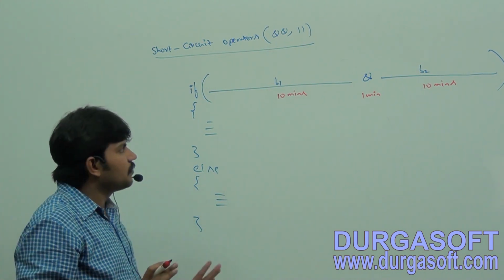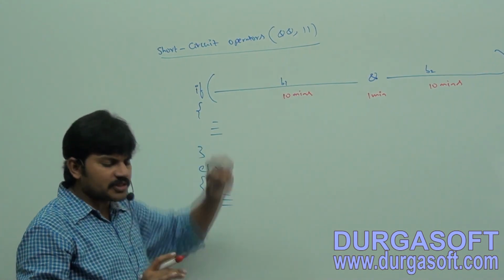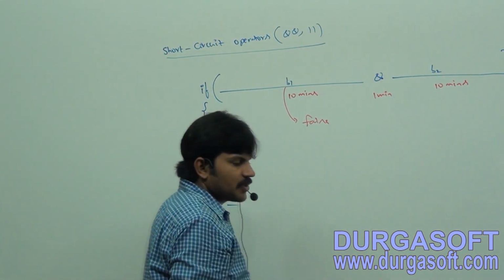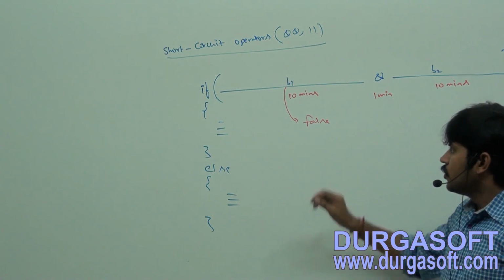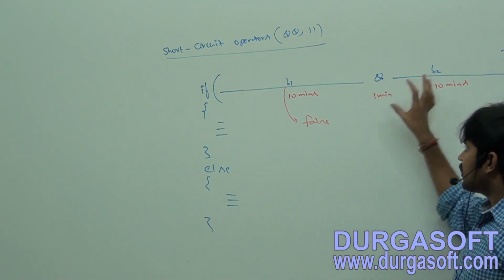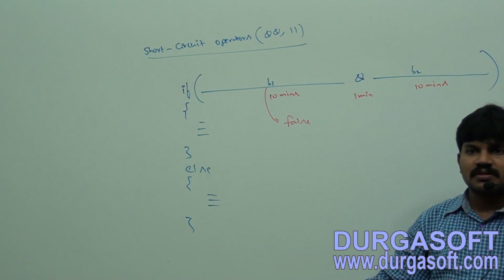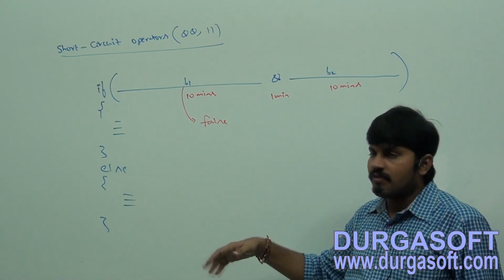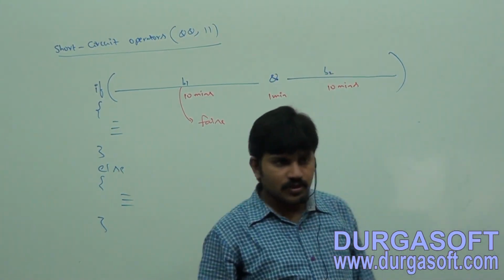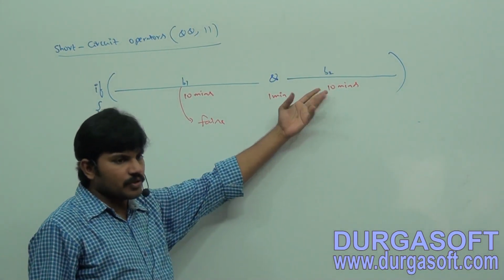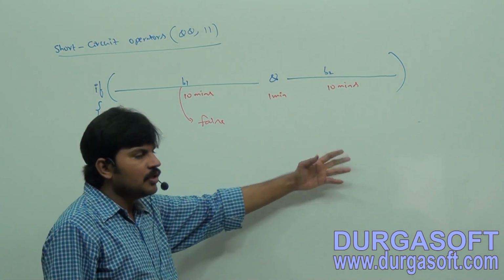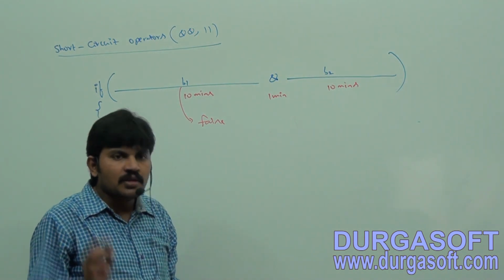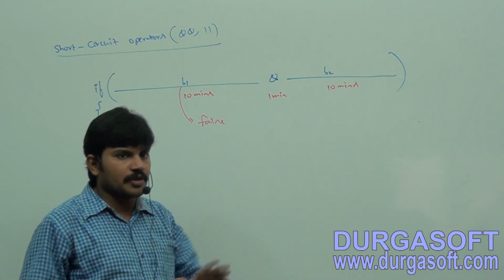Now my question is, observe carefully, right? After the first 10 minutes, we came to know that it is false. If it is false, whether the second argument is true or false, the result is always false. If the result is always false, what is the need of evaluating the second one? We don't know if the second one is true or false, it may be true or may be false, but if the first argument is false, the result is always false, irrespective of whether the second argument is true or false.